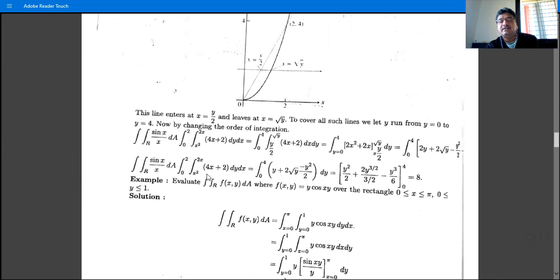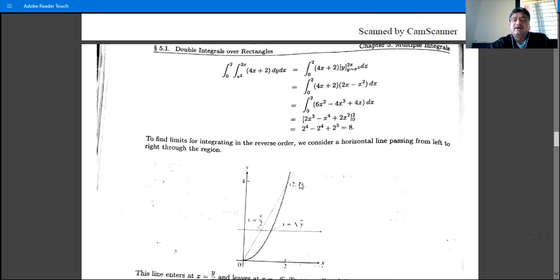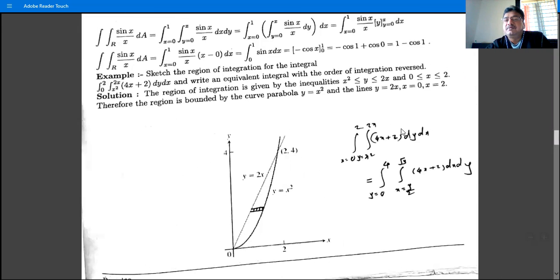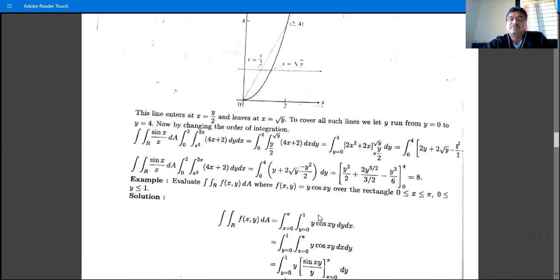And then we have the integration of this quantity, y square by 2, and then y raised to half, integration is y raised to half plus 1, that is 3 by 2, divided by 3 by 2, y square by 2, integration is y cube by 3, and 3 into 2 is 6. Then the value at the upper limit, substitute y as 4, y as 0, we have the answer 8. Evaluating this or this separately, we have 8 as the answer, both the answers are the same.